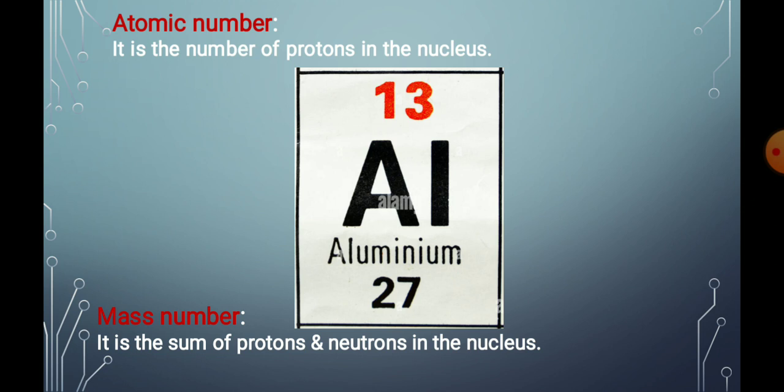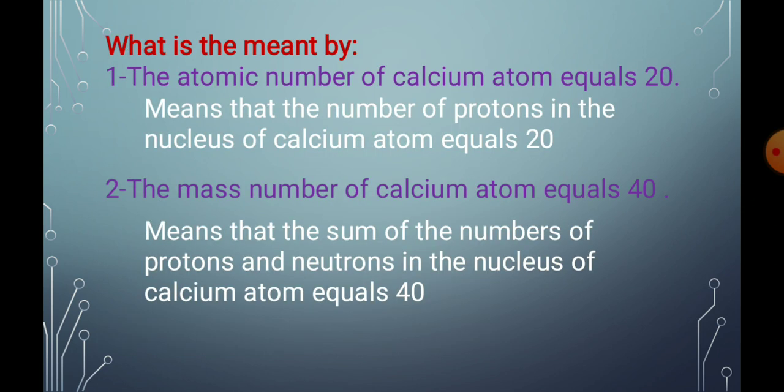Okay, thank you. What is meant by the atomic number of a calcium atom equals 20? This means that the number of protons in the nucleus of a calcium atom equals 20. Number 2, the mass number of a calcium atom equals 40. This means that the sum of the numbers of protons and neutrons in the nucleus of a calcium atom equals 40.